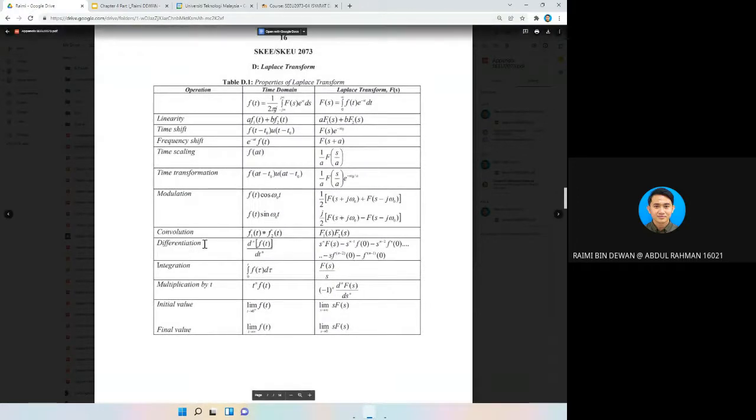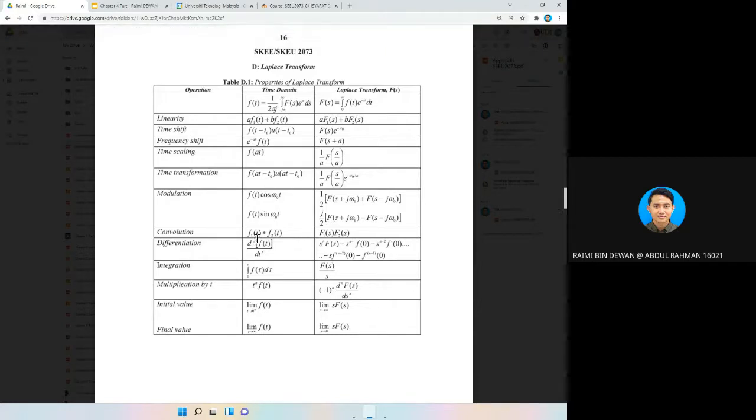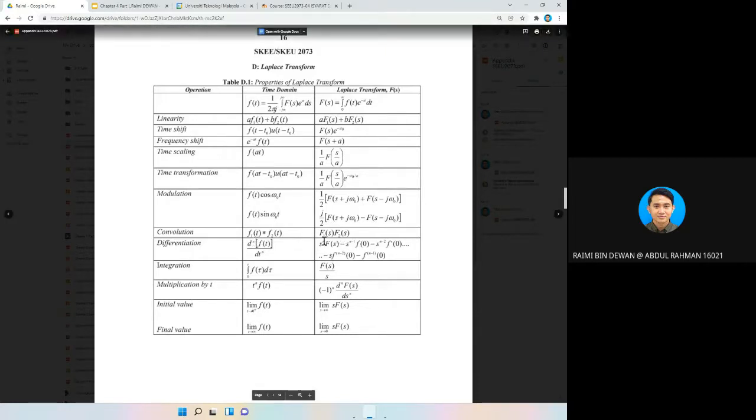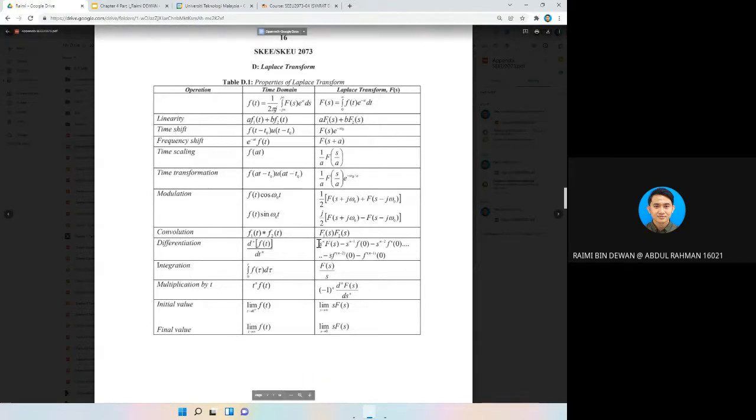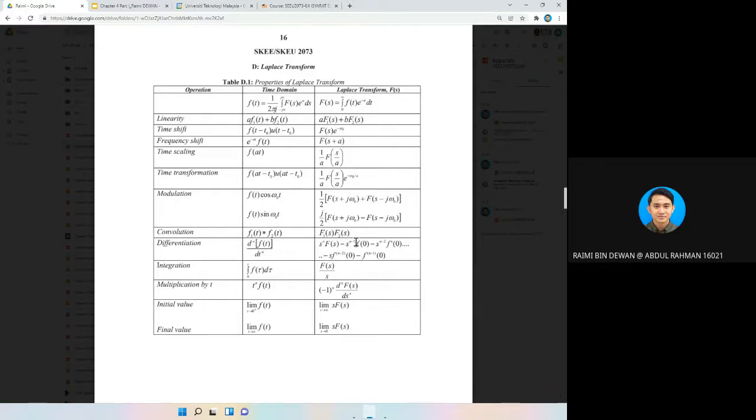You can see here the differentiation, the nth derivative of f(t). If you have order 2, you start with s squared. If you have 3, it will be s cubed, and so on, in decreasing order. So if you have 2, this is s squared F(s), minus s to the power 2 minus 1, which is s^1, times f at t equals 0.